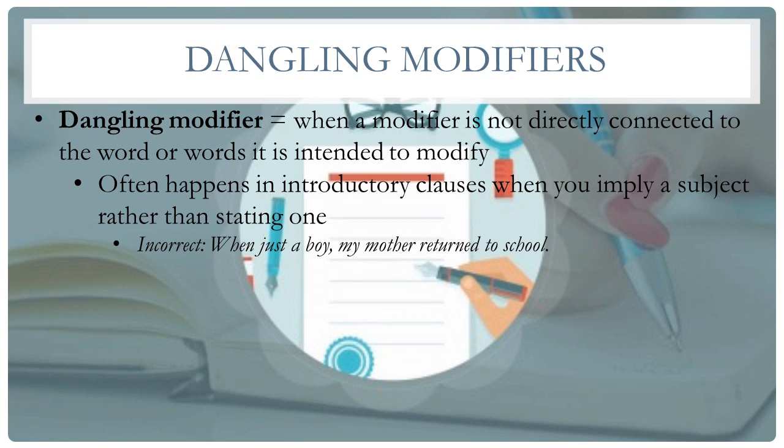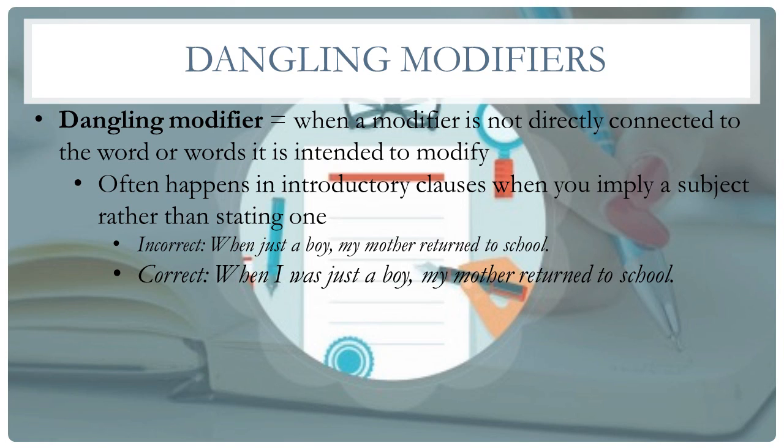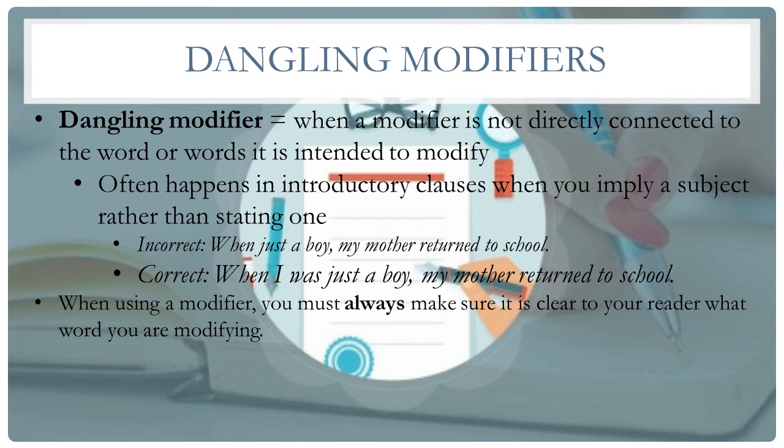So we have a correct example instead: When I was just a boy, my mother returned to school. So it's a dangling modifier if we have that prepositional phrase as an introductory clause without stating a subject. So remember, when using a modifier, you must always make sure it is clear to your reader what word you are modifying. And look back at our modifier section for ideas on how to do that.